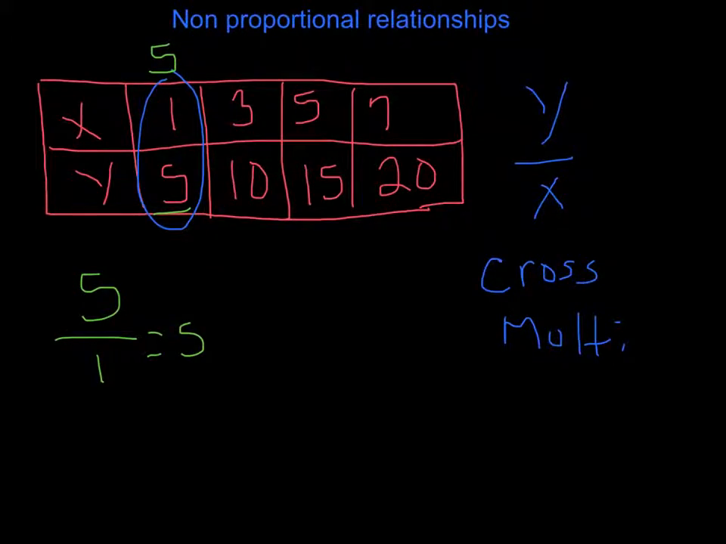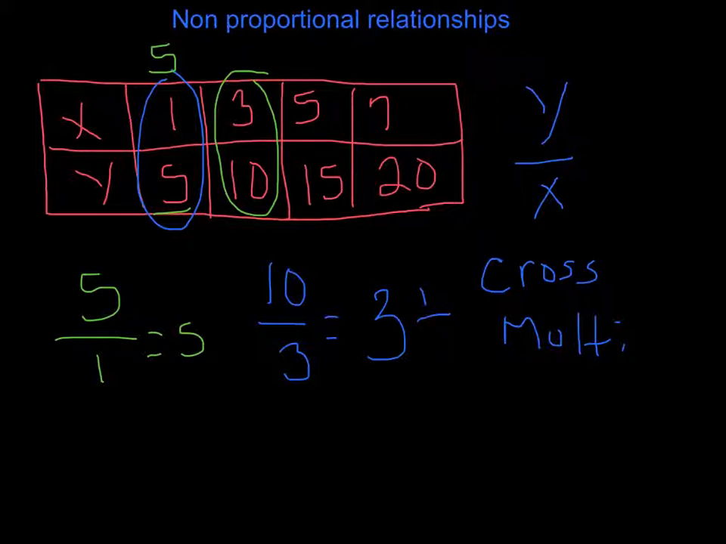Now, if I'm trying to find proportional or non-proportional, I need at least two intervals to compare. So in this case, I'm going to take the second interval, in a different color. I'm going to take 10 divided by 3. It's going to be 3, and I'm going to have 1 remaining, because 3 times 3 is 9. So I have 1 remaining, and my denominator is 3. So in the second interval, my actual constant is 3 and 1/3.